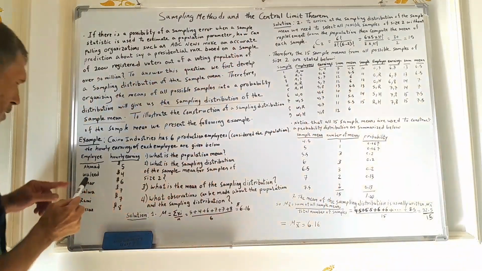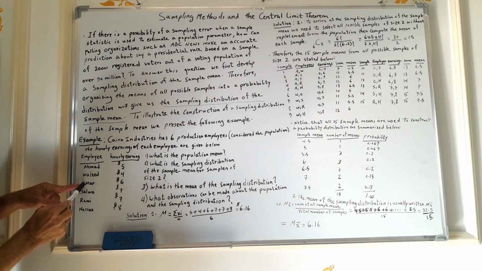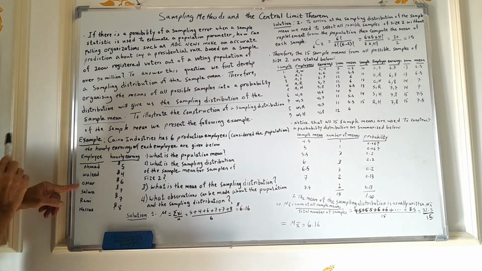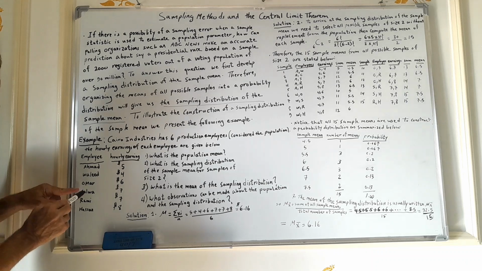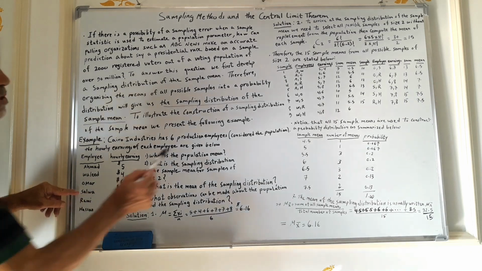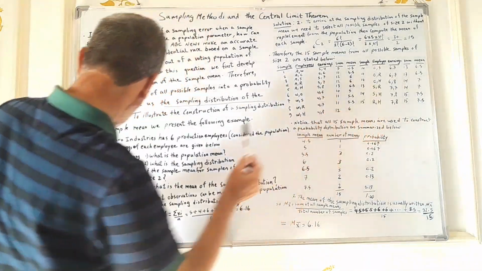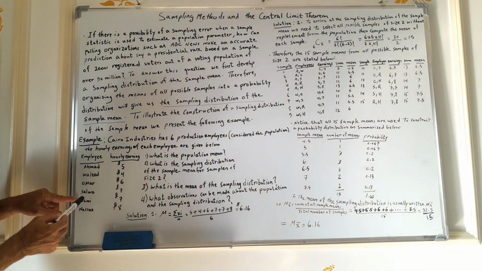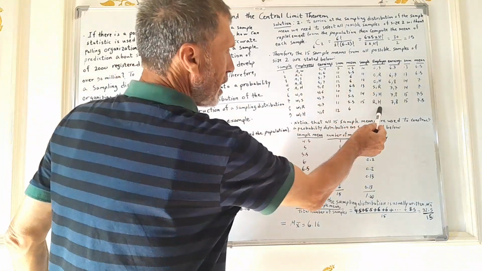Umar Salwa, OS. Umar Rami, OR. Umar Hassan, OH. We finish from Umar. Now we move to Salwa. Salwa Rami, SR. Salwa Hassan, SH. As you can see here, SH. Then we finish from Salwa, we move to Rami. Rami Hassan, RH. And you see RH.